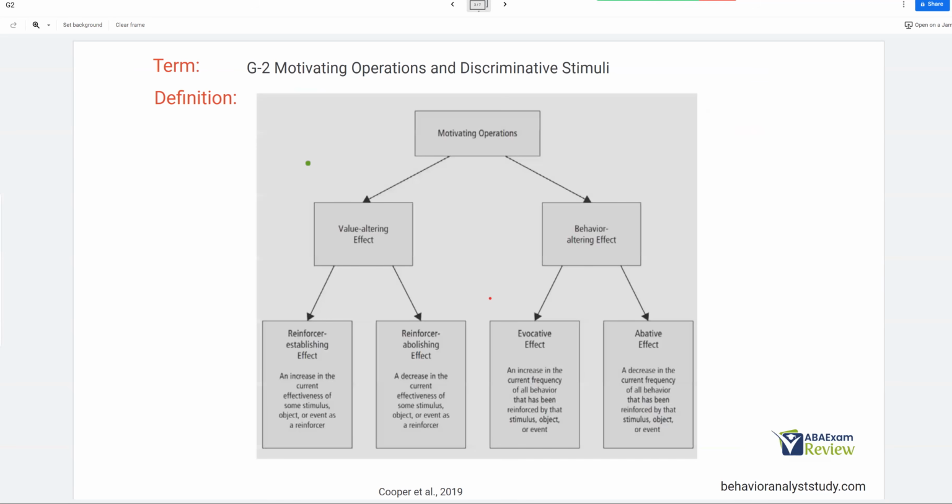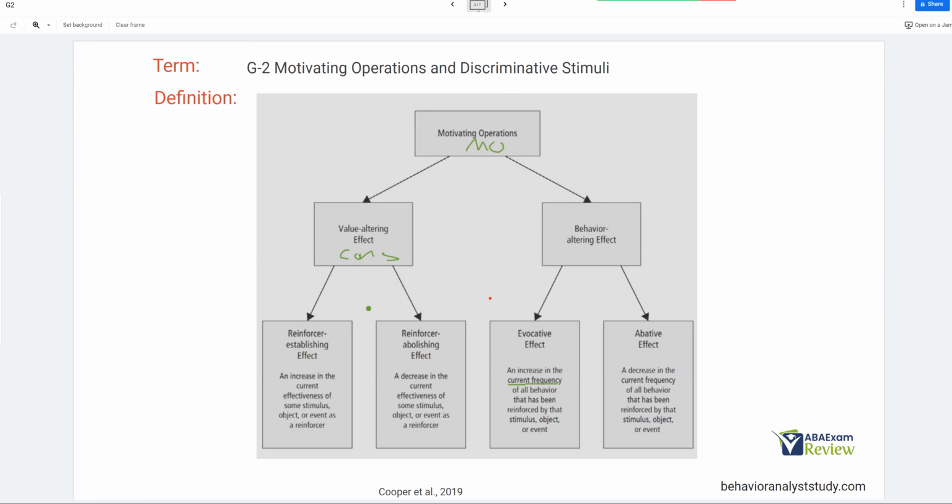Now, looking at our chart, and I think it's a good chart from Cooper with our MOs, you have to think in terms of two effects: value altering, which is going to be our consequences, and behavior altering. And when we talk about behavior altering as far as MOs go, this is temporary. So you can see they say an increase in the current frequency. So behavior altering effects from MOs are not permanent. Value altering effects are not permanent. MOs are not leaving a permanent impact on the consequence or the behavior.